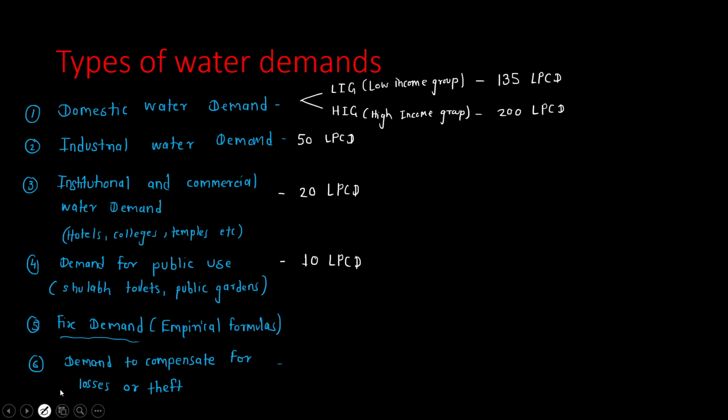In places where water is very scarce, there is also something called water theft. That is, they steal the water and use it for themselves or sell it. So that also we have to take into the total demand calculation. This value to compensate for the losses and theft should be around 55 LPCD. You can say this should be a buffer which should be present.